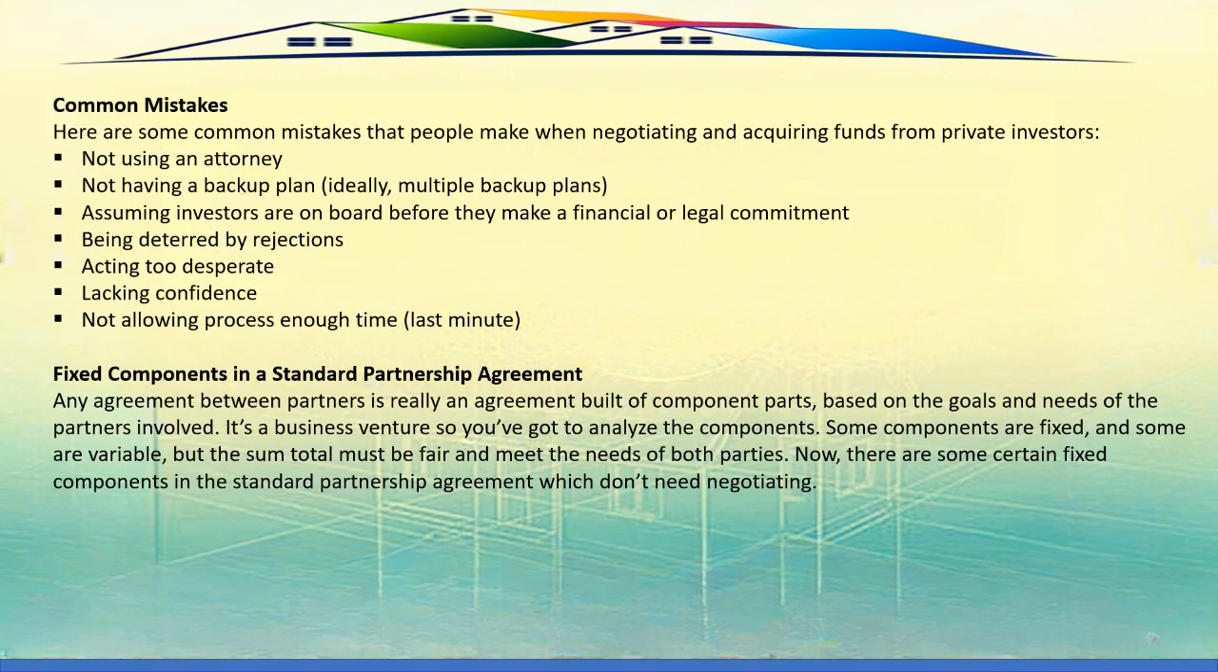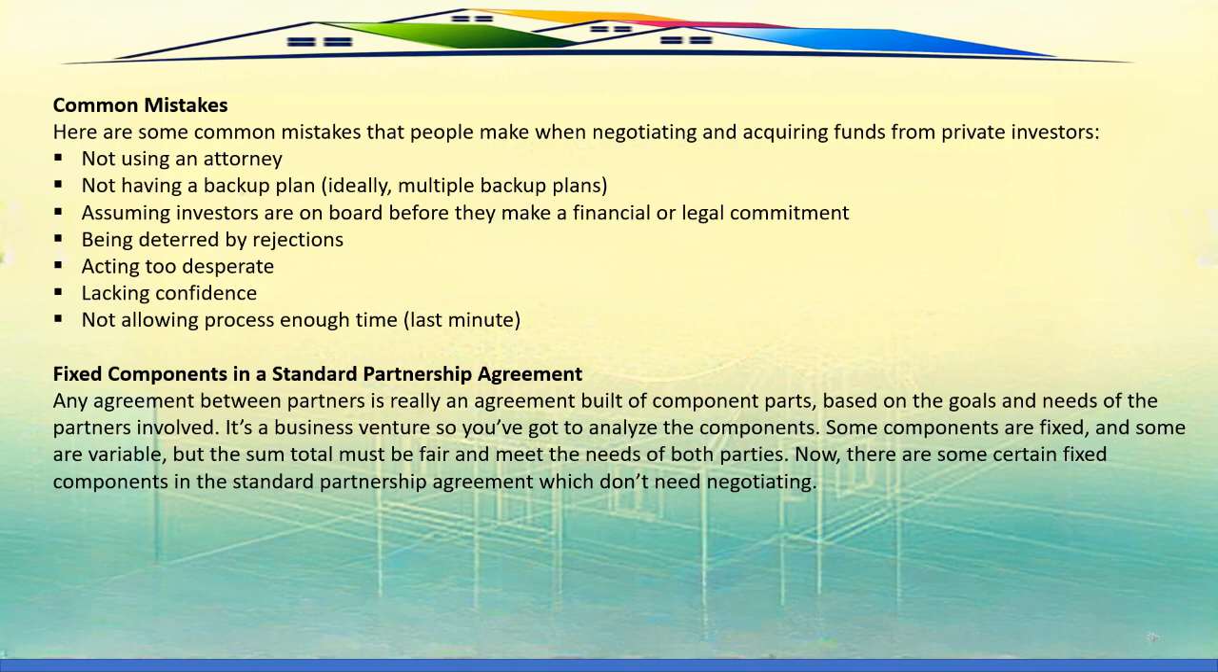Common mistakes. Here are some common mistakes that people make when negotiating and acquiring funds from private investors. Not using an attorney. Not having a backup plan, ideally, multiple backup plans. Assuming investors are on board before they make a financial or legal commitment. Being deterred by rejections. Acting too desperate. Lacking confidence. Not allowing process enough time, last minute.